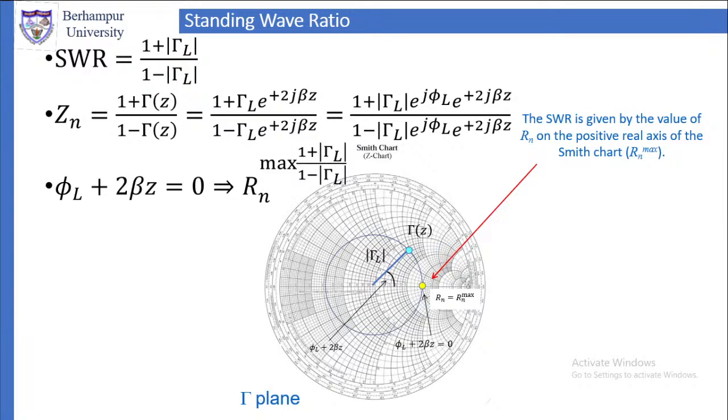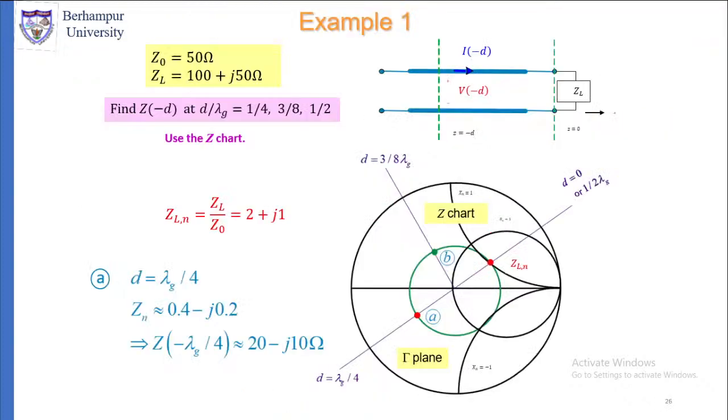So if we move towards the right hand side, wherever you meet the horizontal line, that point will not only give you the normalized resistance, that value is also the SWR value. So that gives us that Rn is equal to the maximum of 1 plus gamma L by 1 minus gamma L. So SWR is given by the value of Rn on the positive real axis of the Smith chart, which is for Rn from 0 to infinity. So sorry, Rn from 1 to infinity.